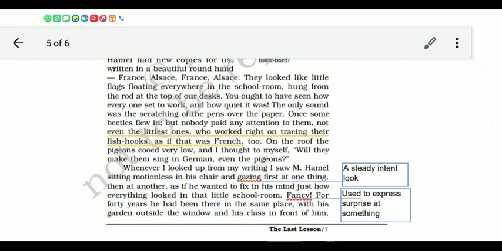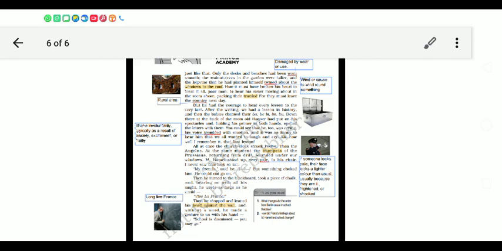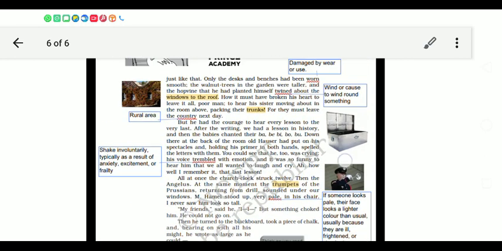Gazing: a steady intent look, a constant look. Lagatar kisi cheez ki taraf dekhna, that is called gazing. Next and last page. Worn: benches had been worn, damaged by wear or use. When we start using something continuously, after a time there is damage to the thing. Just like benches in school, sometimes we need to repair benches because with the passage of time they get damaged. So that is natural damage by use, that is worn.